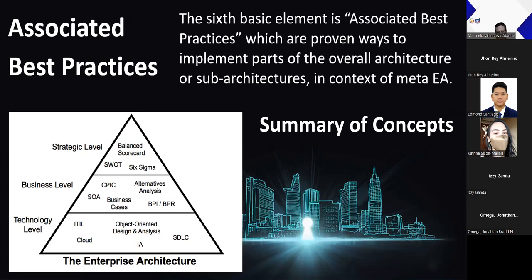So in this diagram, system level planning is not sufficient for the management and planning of technology and other resources of enterprises, which significantly increases complexity. So at the strategic level: balanced scorecard, SWOT analysis, Six Sigma; on the business level: alternatives analysis, business cases, SOA; technology level: the cloud, object-oriented design and analysis.